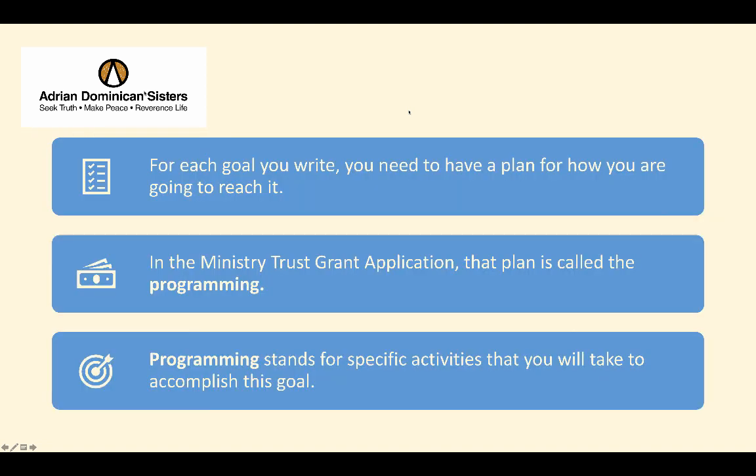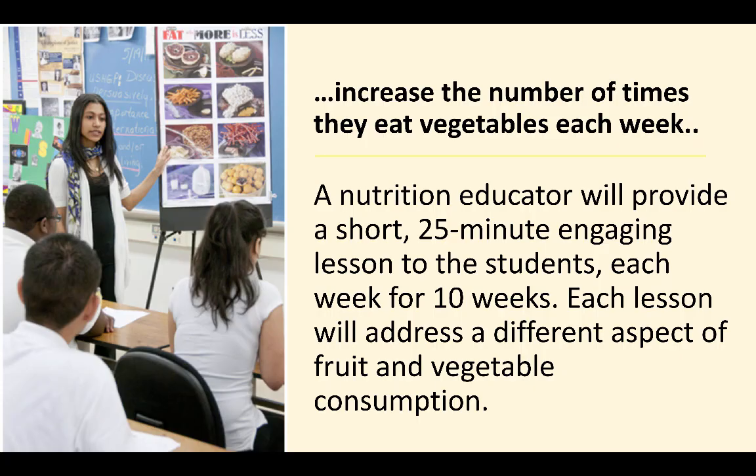Now, for each goal you write, you need to have a plan for how you're going to reach it. In the Ministry Trust Grant application, that plan is called the programming. Programming stands for the specific activities you will take to accomplish the goal. Let's take a look at my example. I'm going to increase the number of times they eat fruits and vegetables each week. How do I plan to accomplish that? Well, I'm going to do 3 things.